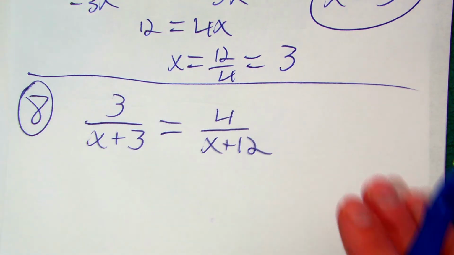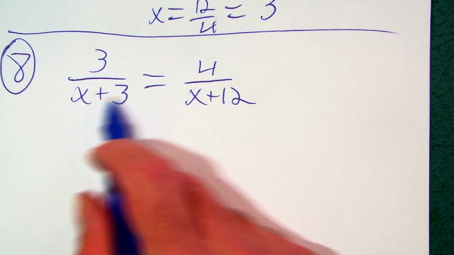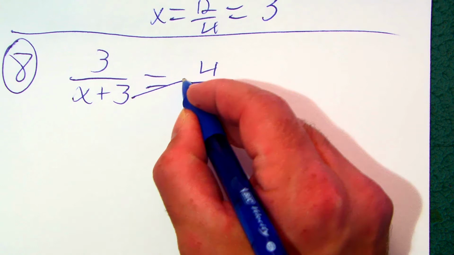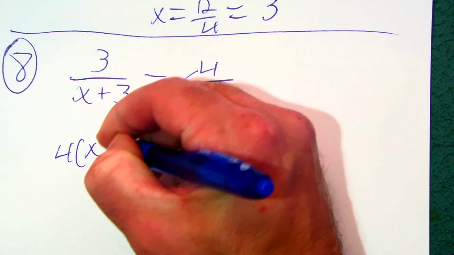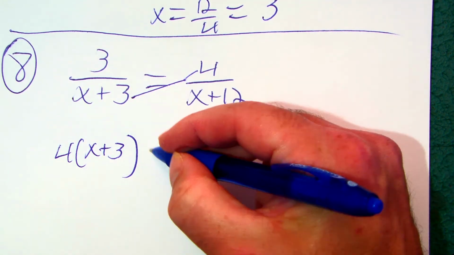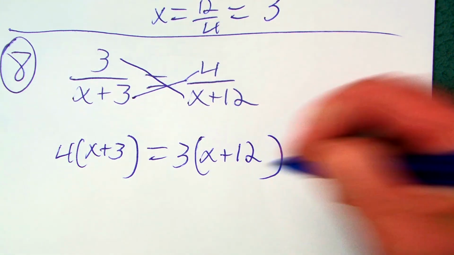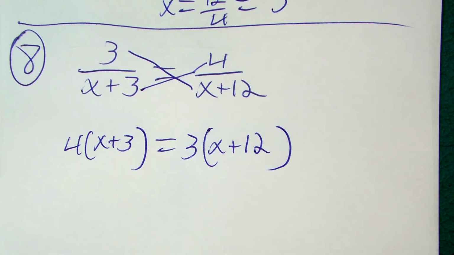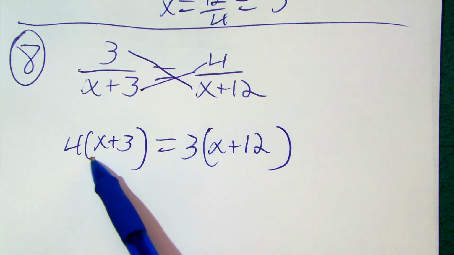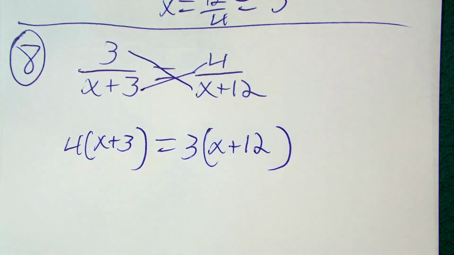And last up, this is the first one we had where I have 2 binomials for you. So we're going to do 4 times x plus 3, 3 times x plus 12. And by the way, it doesn't matter what order you go here. If I had 3 times the x plus 12 here and the 4 times x plus 3 here, doesn't matter. It's all good.